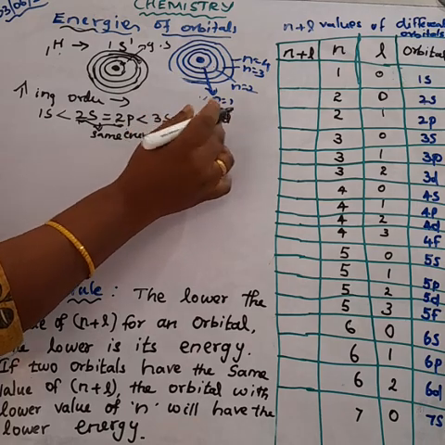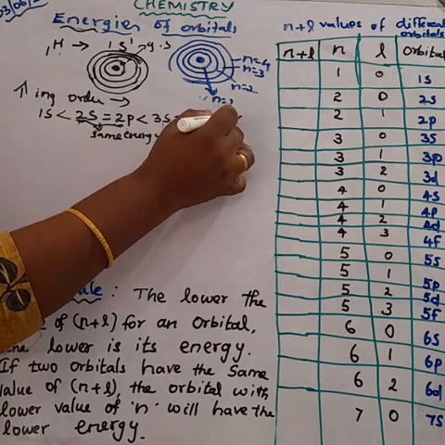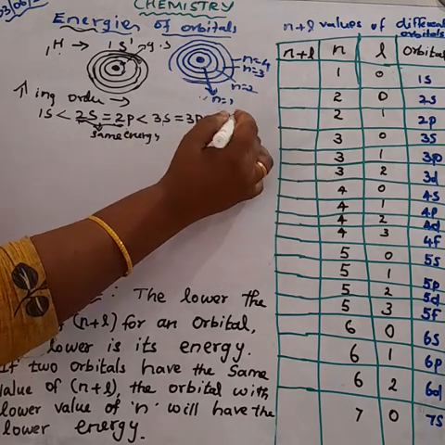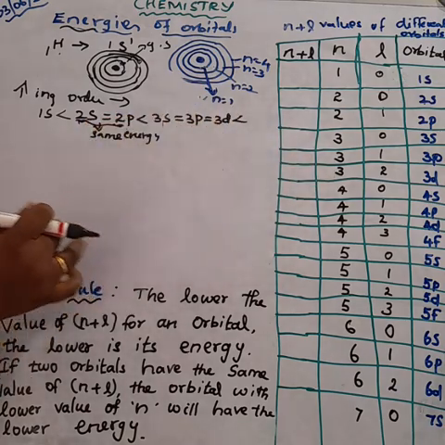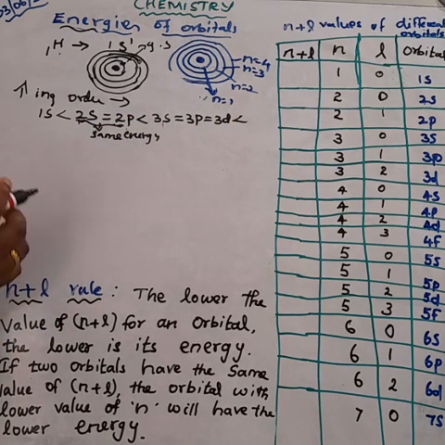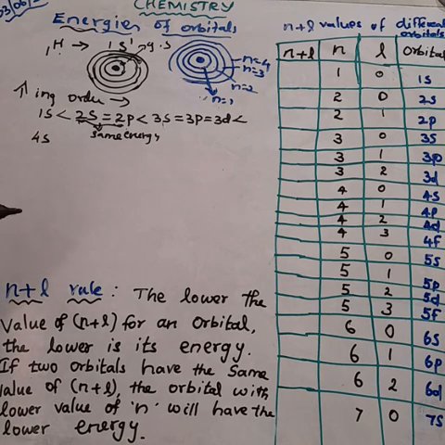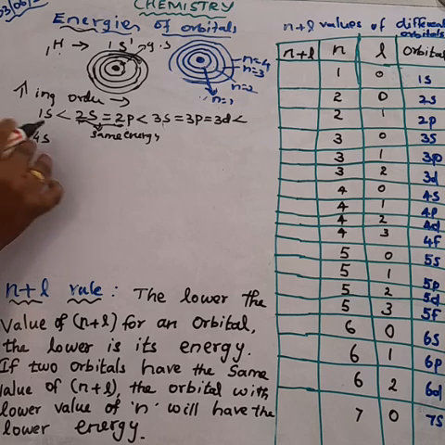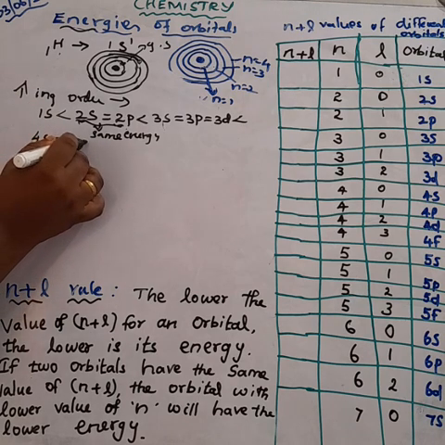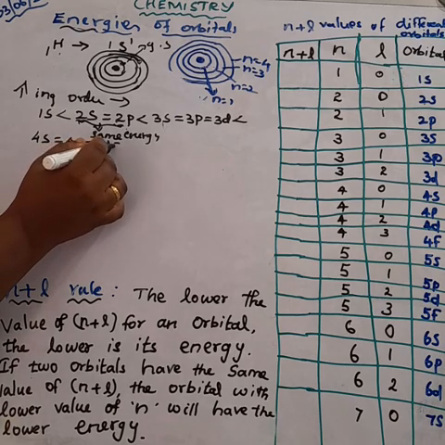After that, the fourth orbit, n is equal to 4. For n is equal to 4, how many subshells are there? There are 4 subshells. What are they? 4s, 4p, 4d and 4f. These 4 subshells have the same energy. So 4s is equal to 4p is equal to 4d is equal to 4f.